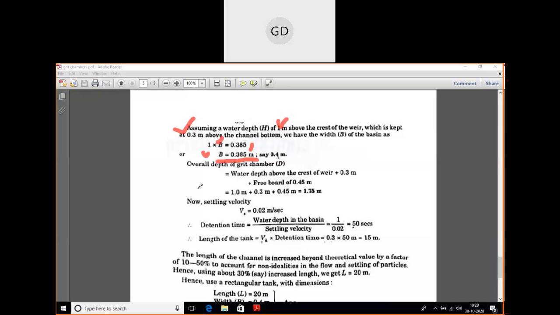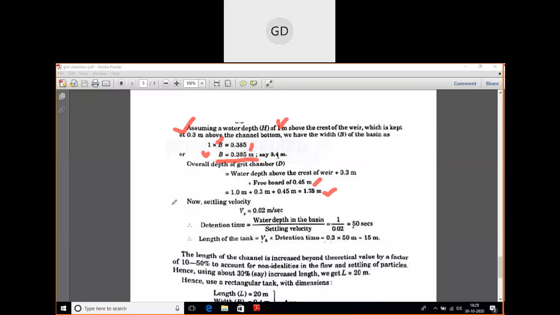So while you find out your overall depth, you have to add the freeboard with the water depth. Okay, so here they are taking the freeboard as 0.45 meter. Okay, and they are adding it with the water depth. Okay, so now they are adding all these things and they are getting the overall depth to be 1.75 meter. Okay, so now they are finding the settling velocity.